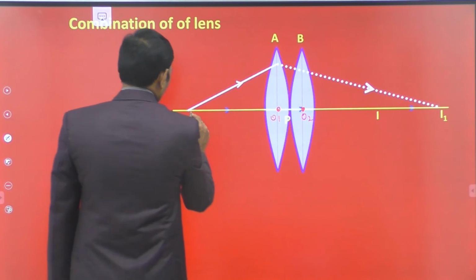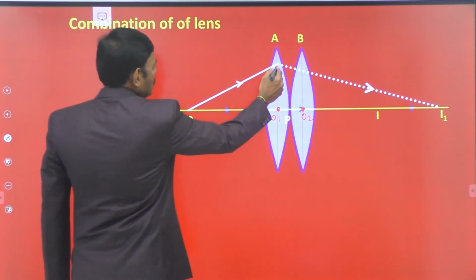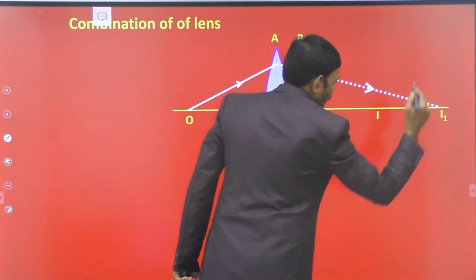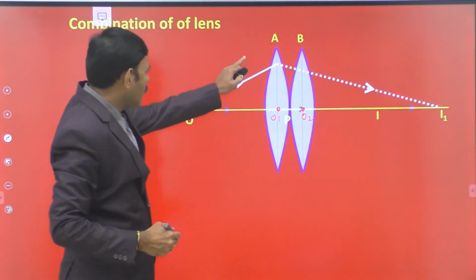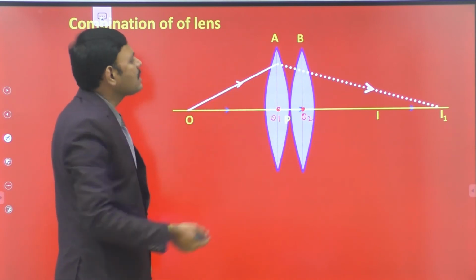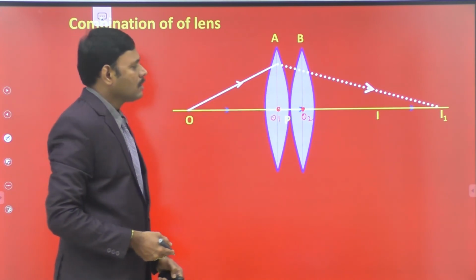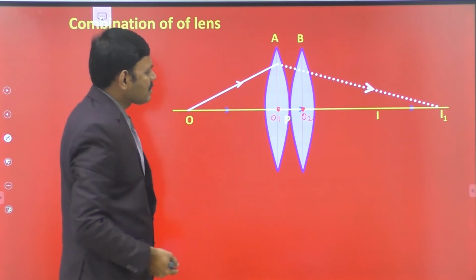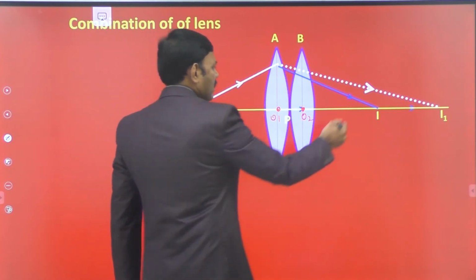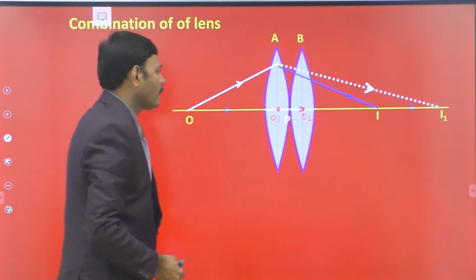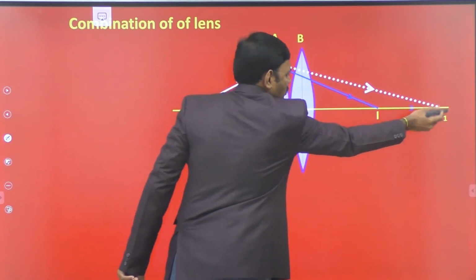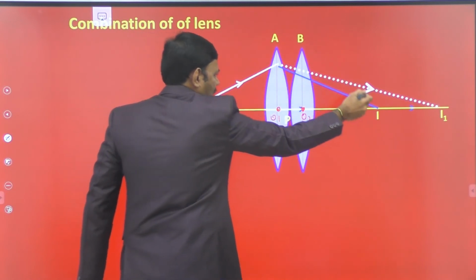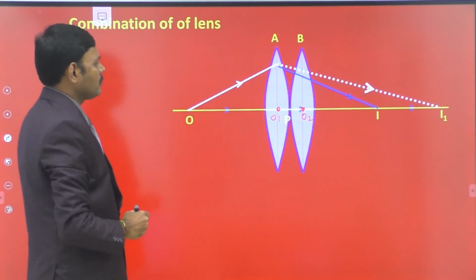So, let us consider O is the object and it undergoes refraction through the first lens. After refraction through the first lens, it forms a virtual image I1. I1 is the virtual image of the first lens. That I1 becomes the virtual object for the second lens. After refraction through the second lens, it forms the final image at I. So, O is the object, I1 is the virtual image of the first lens, it becomes the virtual object for the second lens, and after refraction through the second lens, the final image is formed at I. So, this is the sequence.